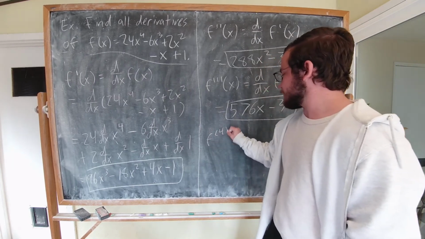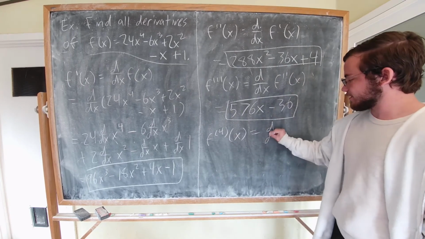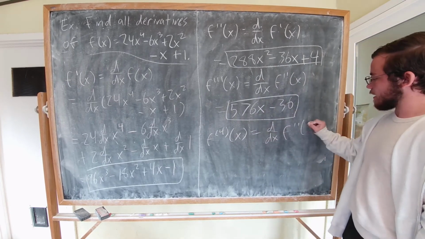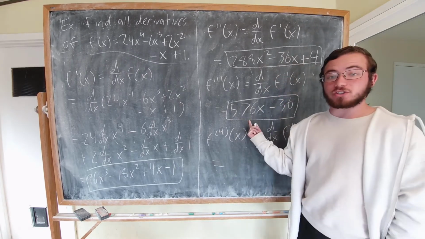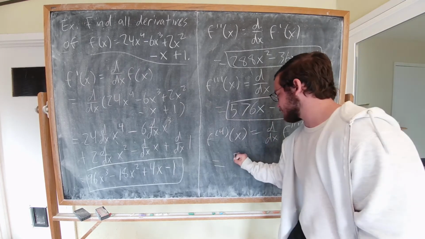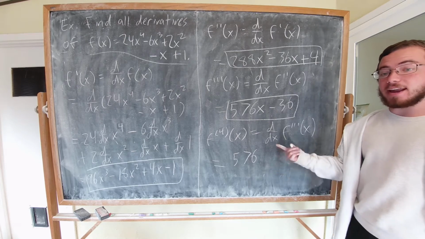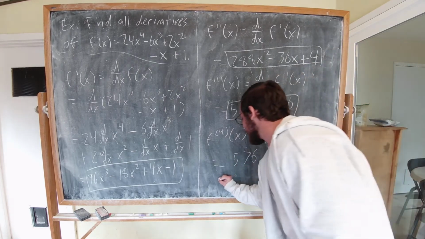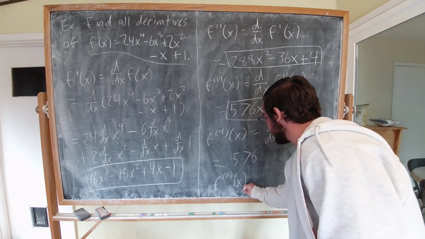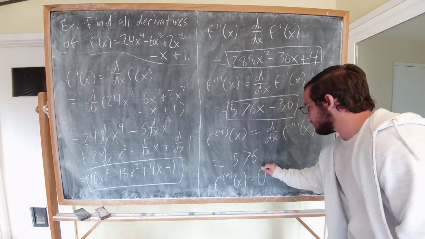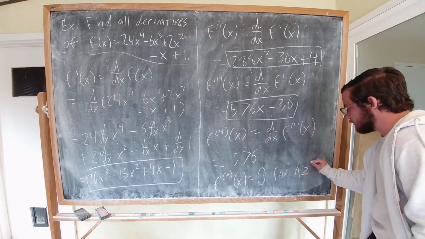Fourth derivative of f of x is d dx of the third derivative, which is just going to be equal to 576. Okay, and now we're nearly done. Let's notice now that the nth derivative of f of x is equal to 0 for n greater than or equal to 5.